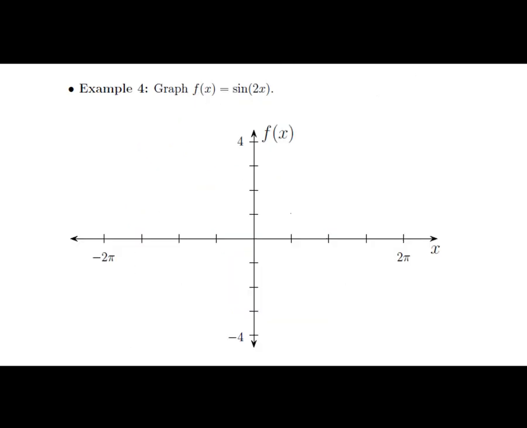Okay. In this example, we're going to graph f of x equals the sine of 2x. And so let's start this example like we did the last one. Let's go ahead and give a quick sketch of y equals the sine of x without any transformations on it. So we know it looks something like this.